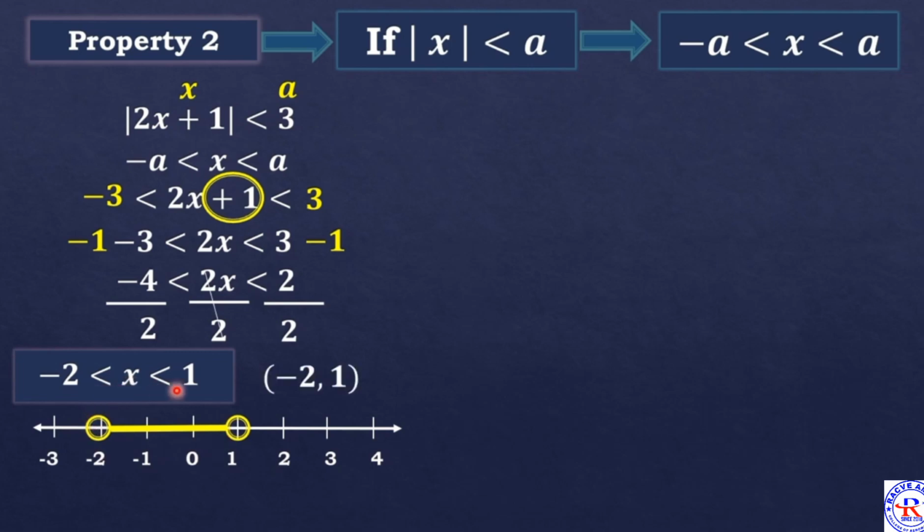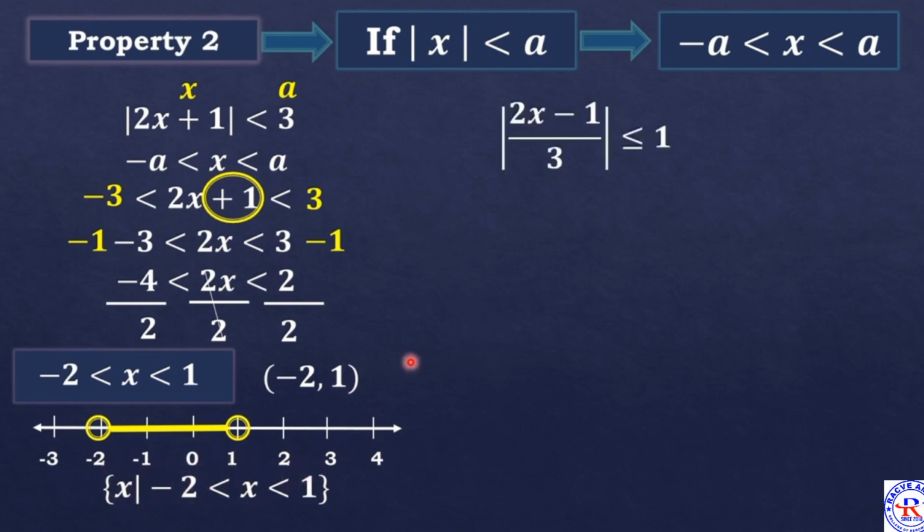So, ang solution sa set notation natin dyan, pwede pong ito. So, from negative 2, yung dalawang boundary point mo, pareho po yung parenthesis kasi hindi siya shaded. Okay? Or, pwede rin po ito, the set of all x such that x is greater than negative 2 but less than 1. Let's have another.